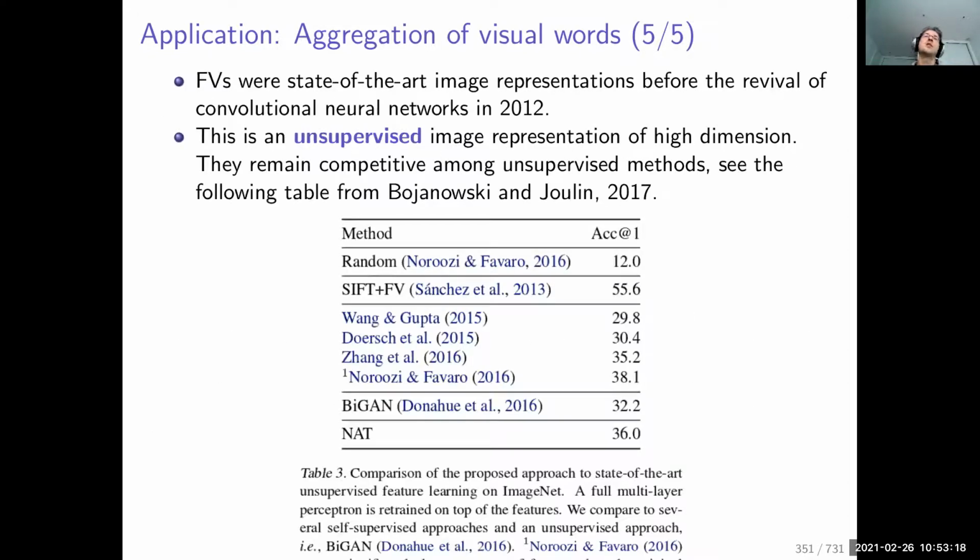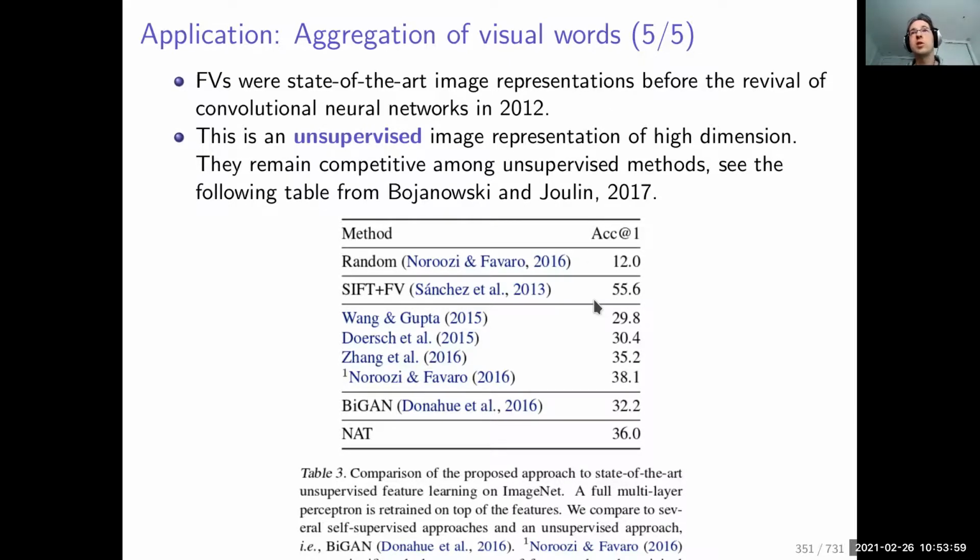Okay, that's also an old slide. I should also update it, but I want to say that Fisher vectors, what I have presented here, were state-of-the-art for image representations before the revival of ConvNets in 2012. They were winning the ImageNet challenge. I must also note that this is a representation which is very high dimensional, but it is unsupervised. And when I made this slide a few years ago, it turns out that it was actually achieving state-of-the-art results for classification tasks when the input image representations were unsupervised.